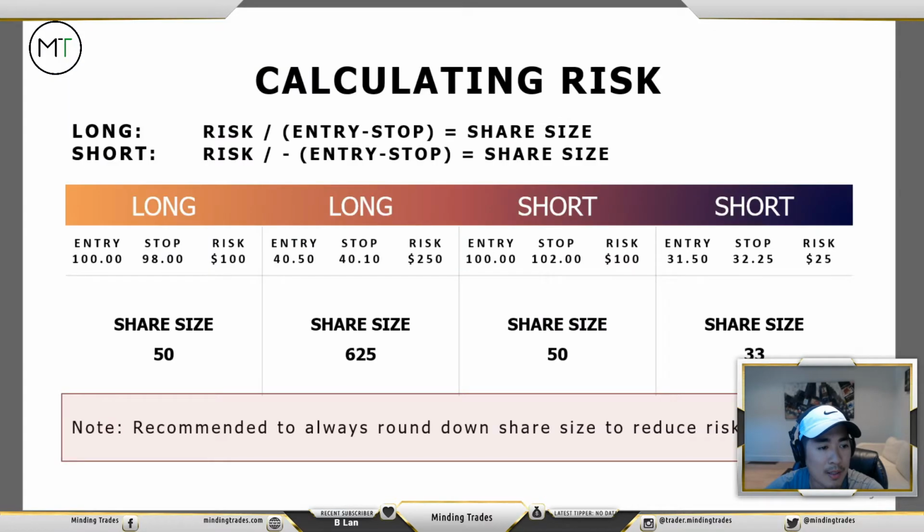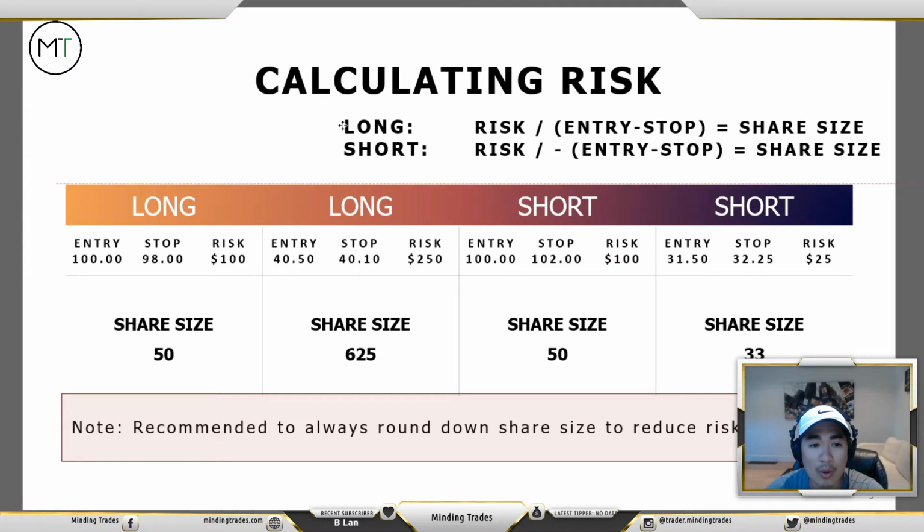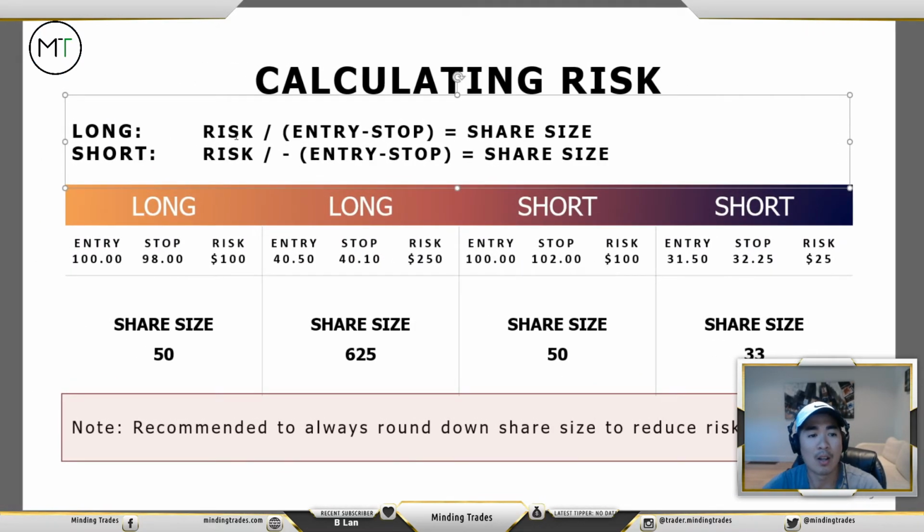All right, next on the list, we're going to be talking about calculating the risk, right? So there's, of course, calculating the longs and the shorts. Essentially, the risk divided by entry minus stop is the share size. So the risk is the dollar amount you're willing to lose on the trade, and from it you get the share size you're using to fulfill that trade, right? So I have 2 long examples here.